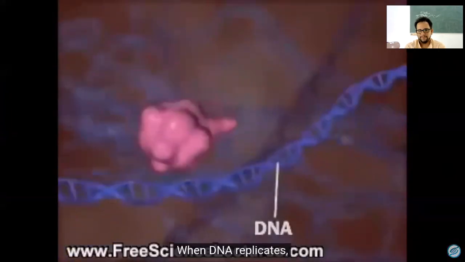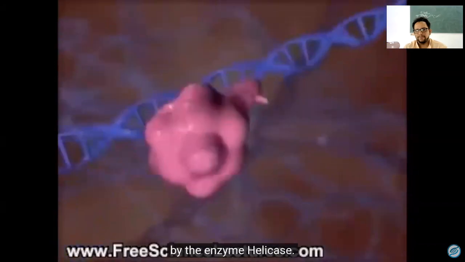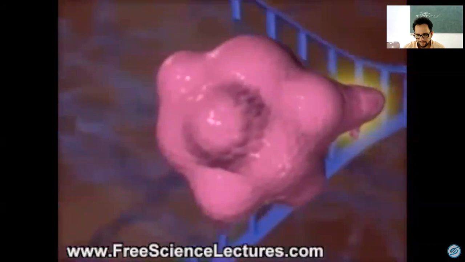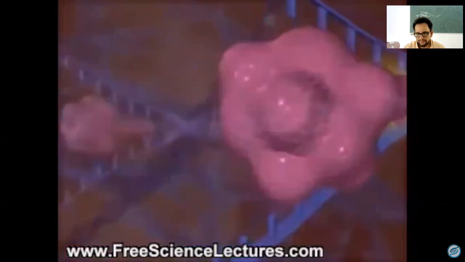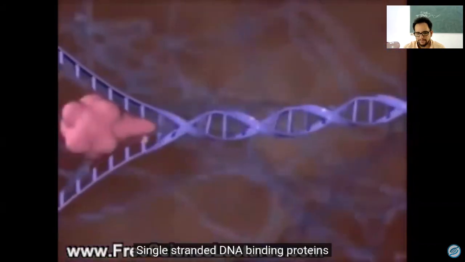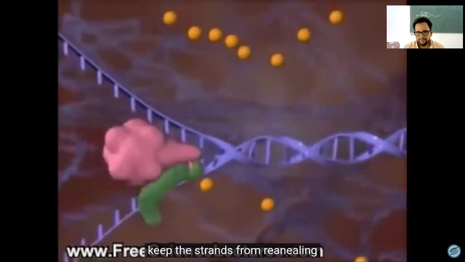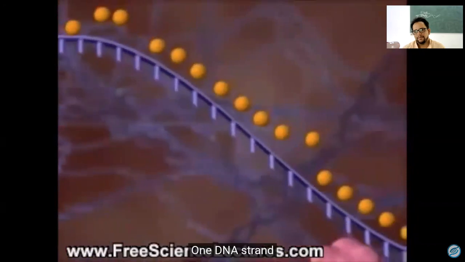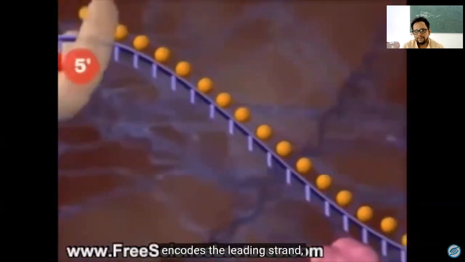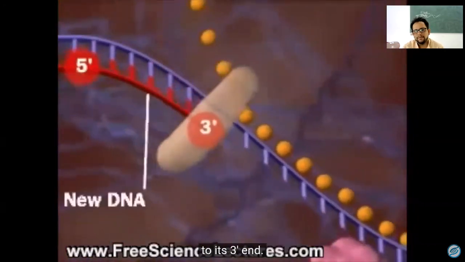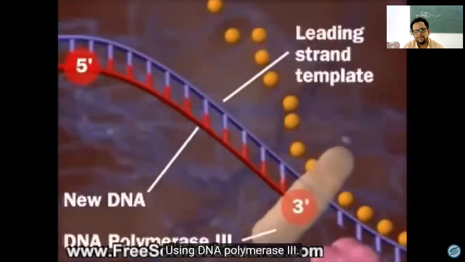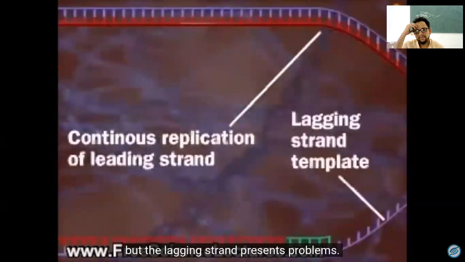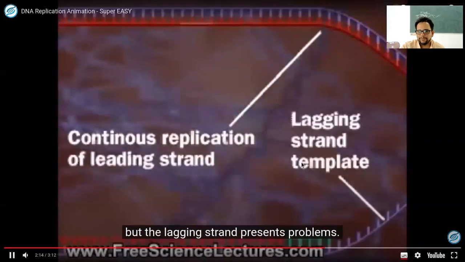When DNA replicates, its strands are separated by the enzyme helicase. Single-stranded DNA binding proteins keep the strands from re-annealing. One DNA strand encodes the leading strand, which forms from its 5' to its 3' end, using DNA polymerase 3. No problem here, but the lagging strand presents problems.